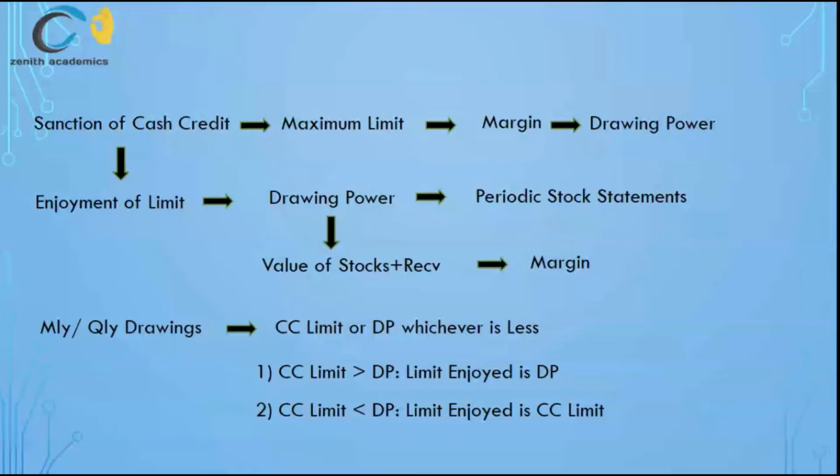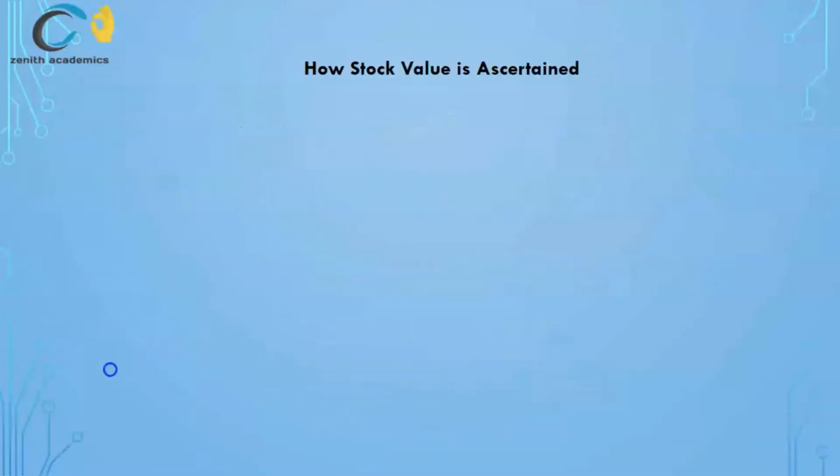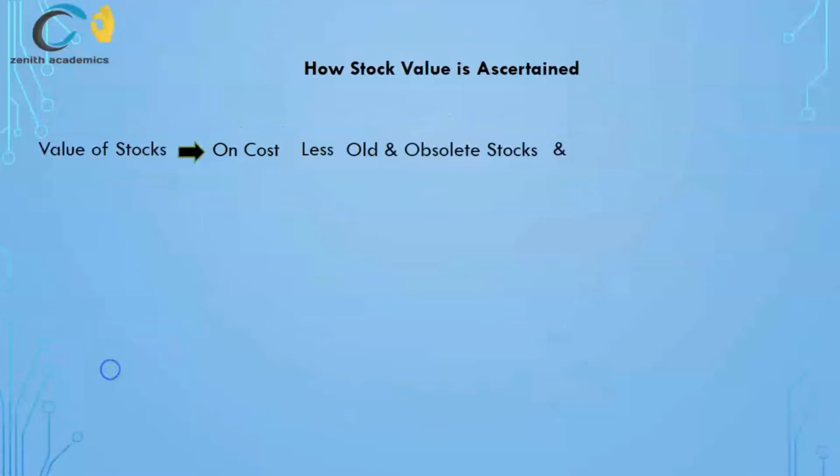Before we take up a live case, let's understand how the value of stocks and the receivables are ascertained. The stocks are valued at cost less old and obsolete stocks and unpaid stocks. Why? Because the bank finances only the fresh paid stocks. There is a tendency of the borrower to mix old and obsolete stocks in the books of accounts. Obviously, such stocks would not yield any market price. The bank has to therefore check the inventory and remove the trash so that only fresh stocks are considered.